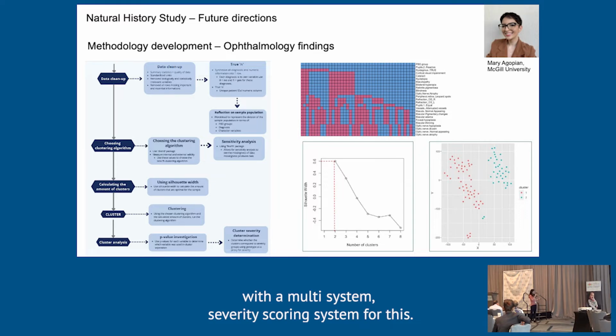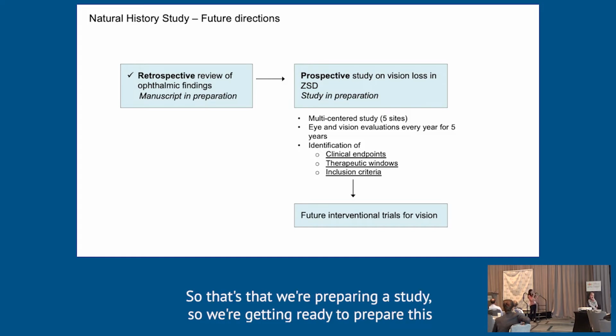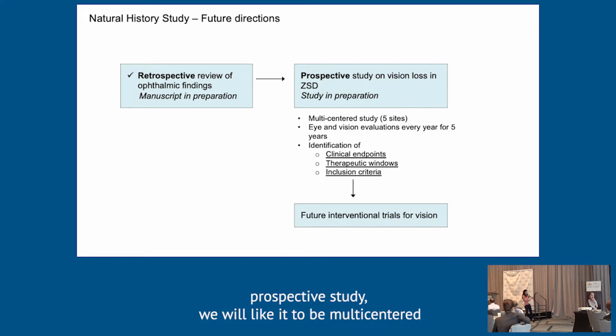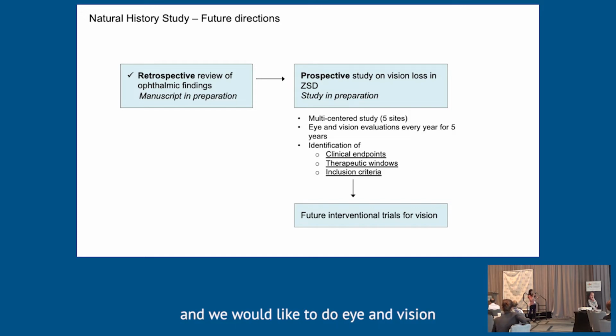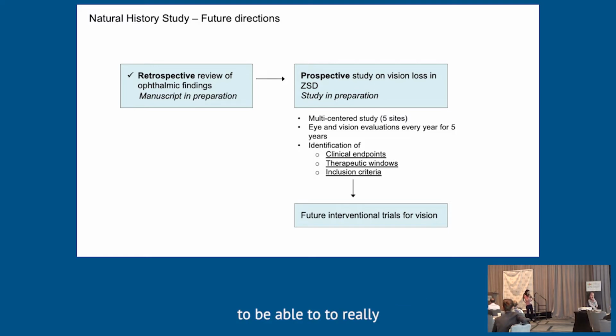And I also wanted to mention that as we are working right now doing a retrospective review of all the ophthalmic findings in ZSD, so we're preparing this manuscript, we're getting ready to prepare a prospective study on vision loss in ZSD. And what we want to do with this prospective study, we would like it to be multi-centered, and we would like to do eye and vision evaluations every year for 5 years in the same cohort of patients, to be able to really get more robust data than what we have at the moment.